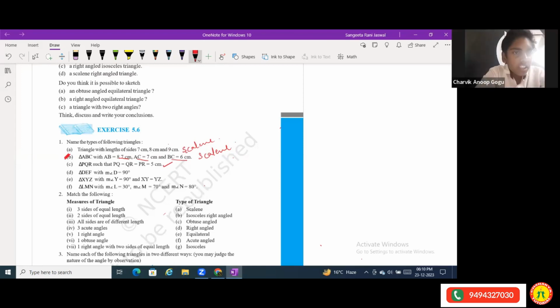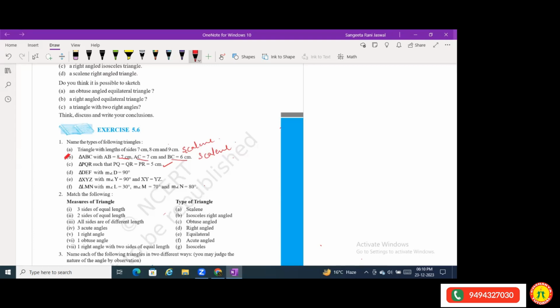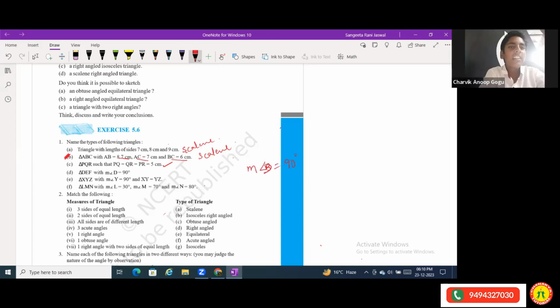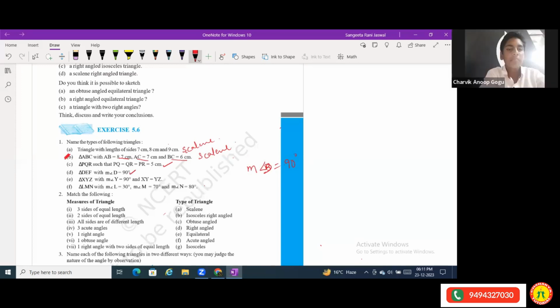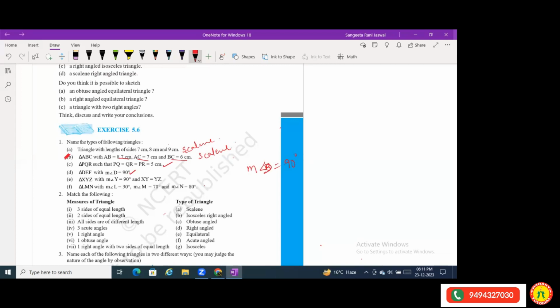Triangle DEF with M angle D. M angle D means measure of angle D. M is written for measure. Measure of angle D is equal to 90 degree. Ma'am, it's a right angle triangle. Now, this is right angle triangle or right triangle. Good.